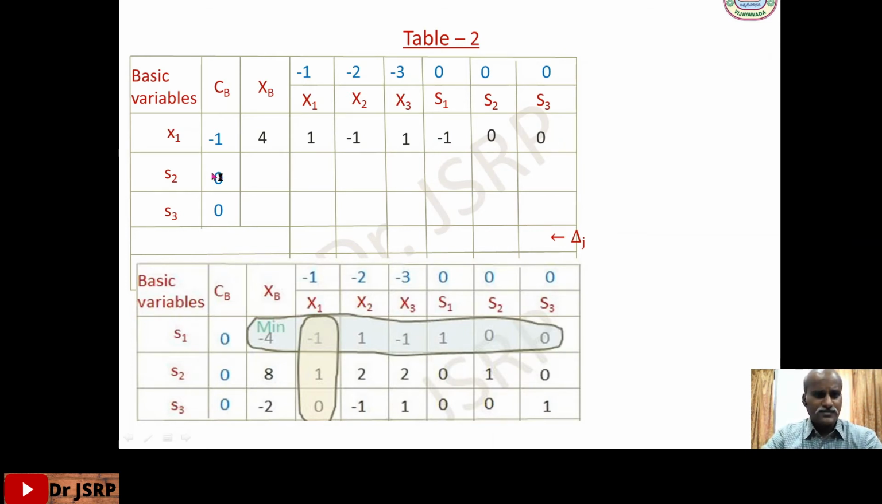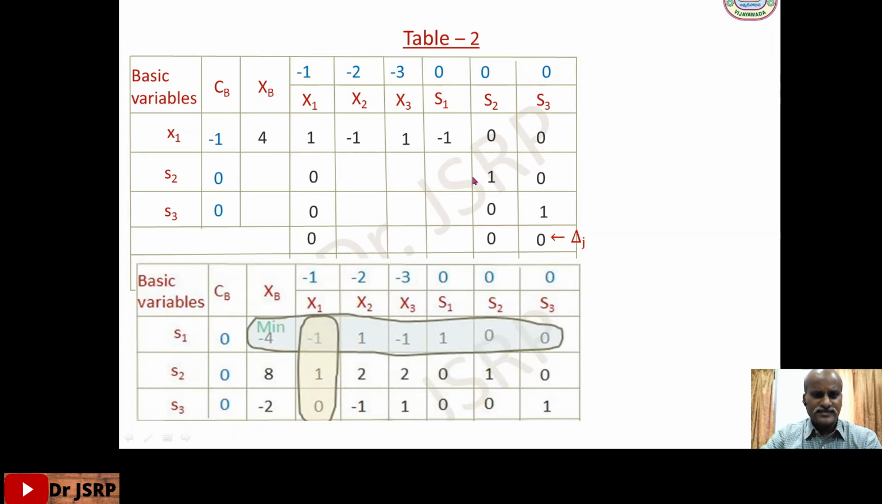Second step, fill the basic variable columns with the unit matrix. So in the x1 column, first place 1, remaining zeros, and delta j value 0. In the S2 column, second place 1, remaining zeros, and delta j value 0. In the S3 column, third place 1, remaining zeros, and delta j 0.